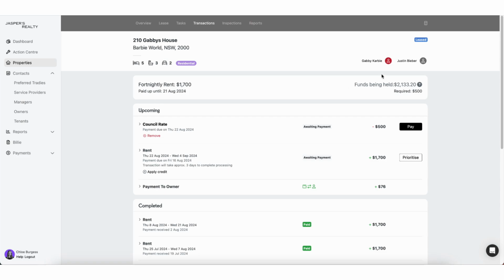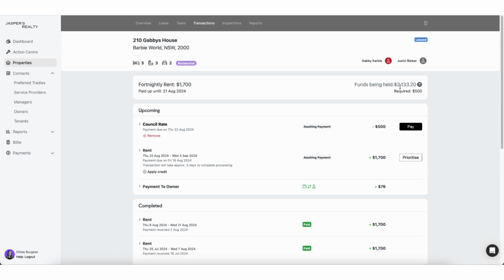On the right hand side is my property wallet. Every property has a property wallet, and this wallet is specifically for bills and funds that are required to be made for owner bills. So this is specifically a property wallet for the owner and what bills they are required to pay for this property. As you can see, there are currently funds being held. This is my funds being held line item right up the top, and the required item down below. At the moment, there are funds being held for $2,133.20.